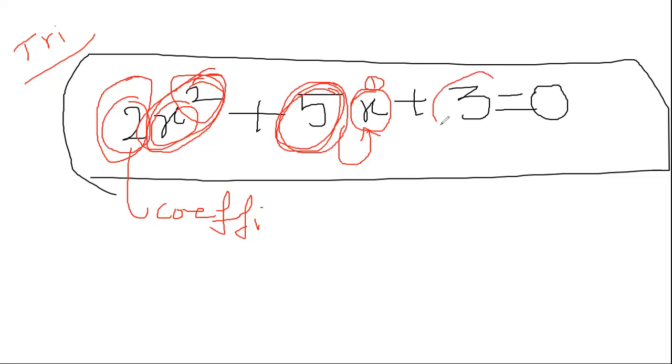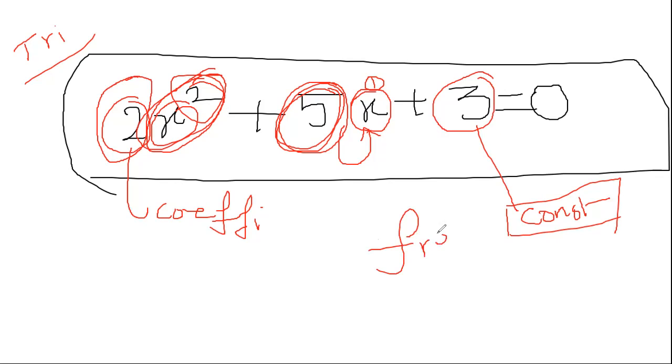And what about this 3? This 3 is a constant. This 3 is a what? Constant. Why, sir, is this a constant? Very good. This is important. Constant terms are numbers that are free from what? Unknowns. Free from what? Unknowns.